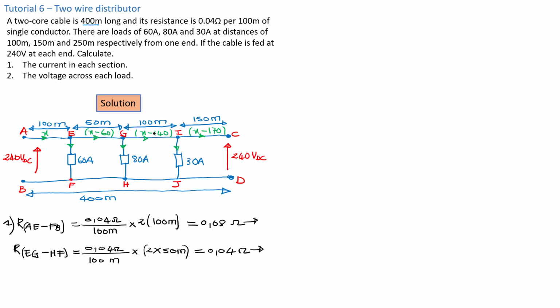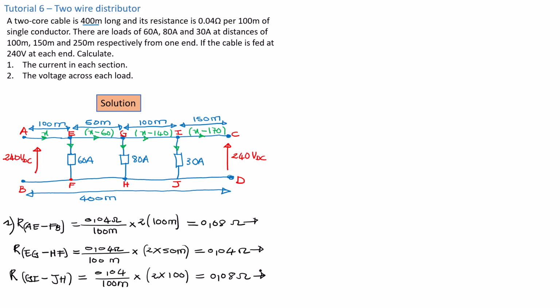Then the resistance for the next section, that is R GI to JH, and that resistance is 0.04 per 100 meters times 2 times 100 meters, and this also gives us a value of 0.08 ohm.